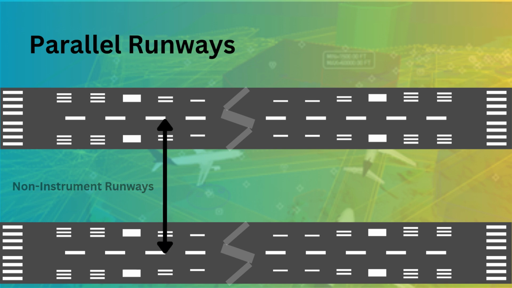When the parallel runways are non-instrument but are intended for simultaneous use, the minimum distance between the center lines should be, in case of code number 3 and 4, 210 meters, in case of code number 2, 150 meters, in case of code number 1, 120 meters.